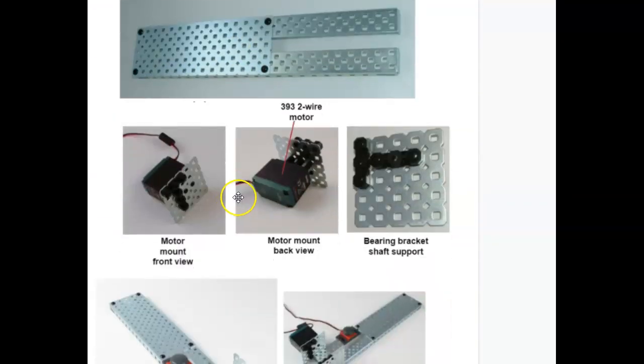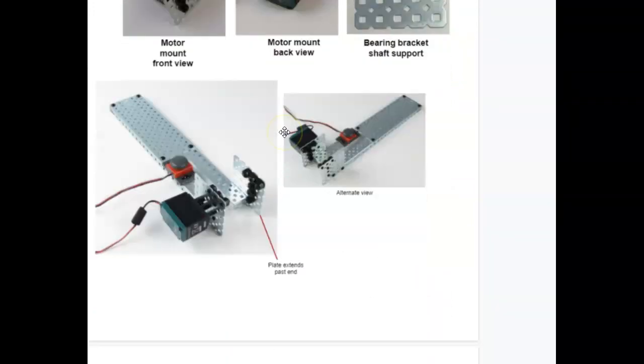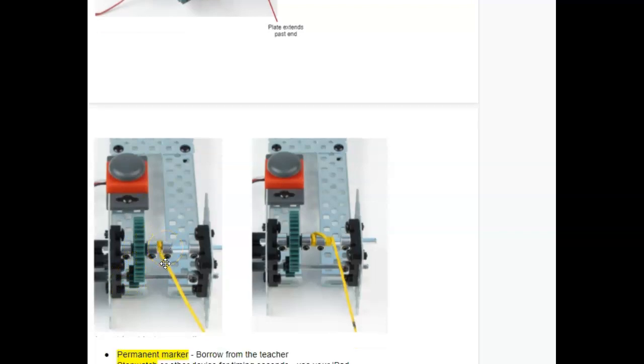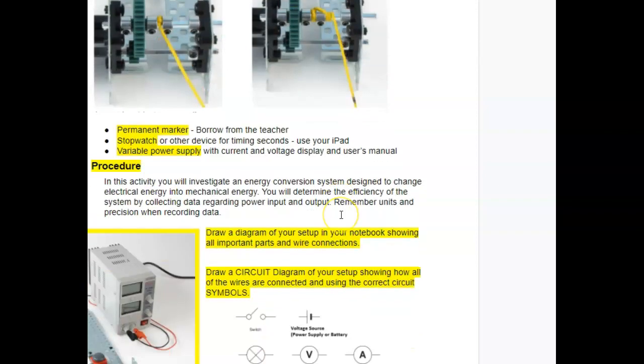So we built this winch lab in class. We used these parts, put them together, and put an electric motor on. We had a little gearbox. The electric motor would turn the small gear, which would turn the bigger gear, and the bigger gear would wind up the rope. So there's a gear ratio here. And then we used a permanent marker to mark the rope. And then we have the stopwatch.